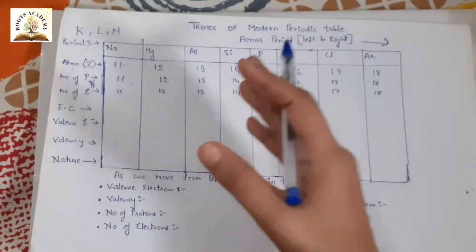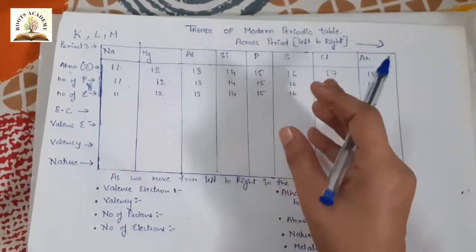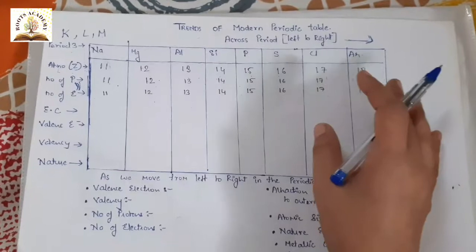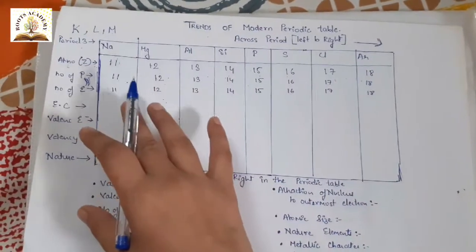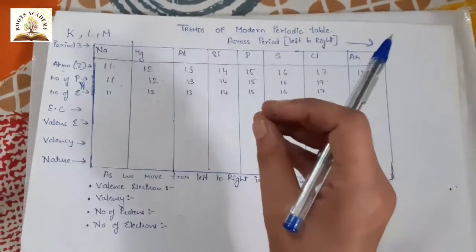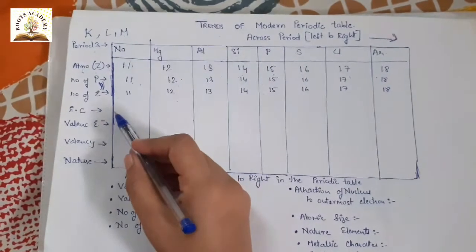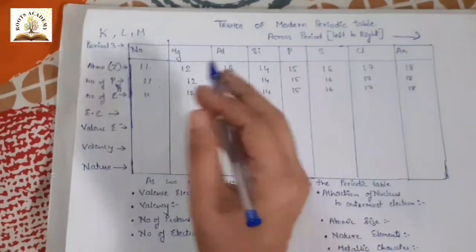As you know, elements are arranged in the increasing order of atomic number. That is the reason the number of protons and electrons, when you move from left to right, increases by 1. What about the electronic configuration? Let's write the electronic configuration.